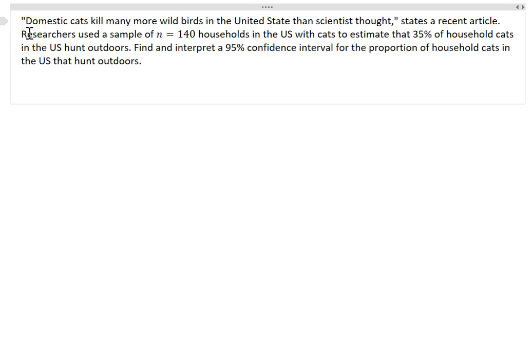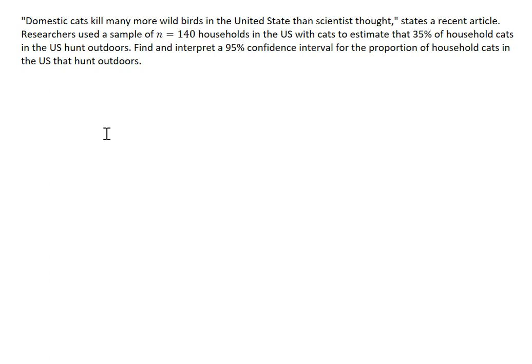It says domestic cats kill many more wild birds in the United States than scientists thought, states a recent article. Researchers used a sample of n equals 140 households in the US with cats to estimate that 35% of household cats in the US hunt outdoors. Find and interpret a 95% confidence interval for the proportion of household cats in the U.S. that hunt outdoors. Okay, so if you ever get confused on what you're trying to do, the last sentence always has what it is that we want to figure out.